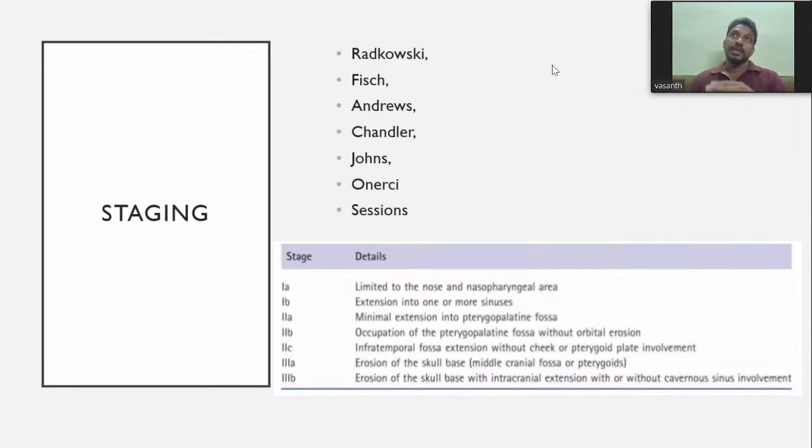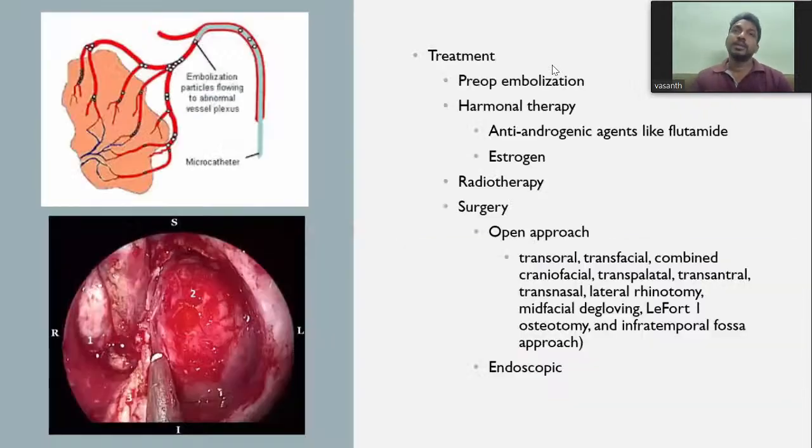Anything into the skull base is 3A, and anything into the cranium is 3B. That's it. It is just layer by layer, step by step, how it is extending. And in the treatment part, we already discussed pre-operative embolization. The controversial thing is that it is not a single vessel which is supplying the tumor.